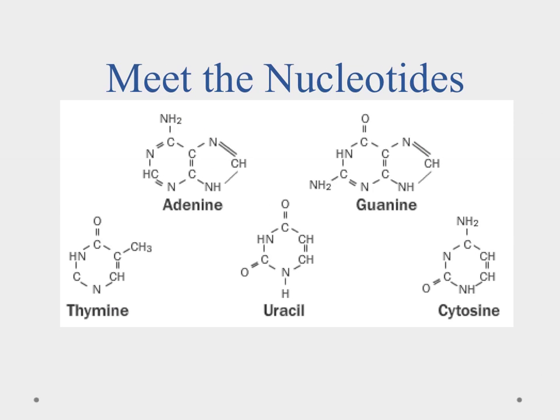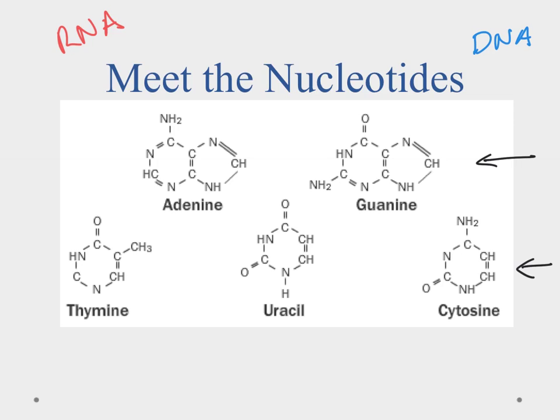Okay, let's meet the nucleotides here. Notice that we have two different fundamental structures. We have our two-ring nucleotides up on the top here, and then we have our single ring down here. Now, if you notice, there are 5 nucleotides. Some are going to be in DNA, some are going to be in RNA, and the bulk of them, 3 of them, are actually going to be in both.